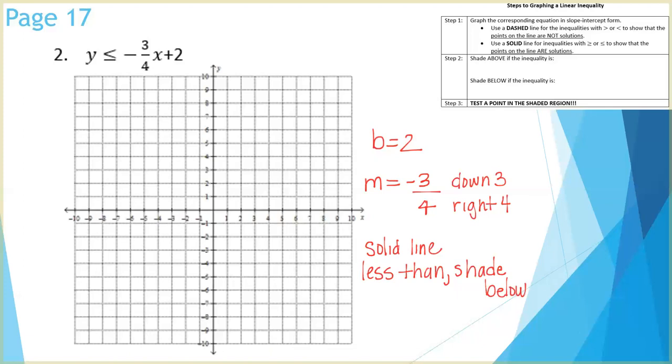So let's graph it. So we're going to put our point on 2. And then we're going to move down 3, to the right 4, put a point. Repeat. Down 3, to the right 4, put a point. And then now let's connect it with a solid line.